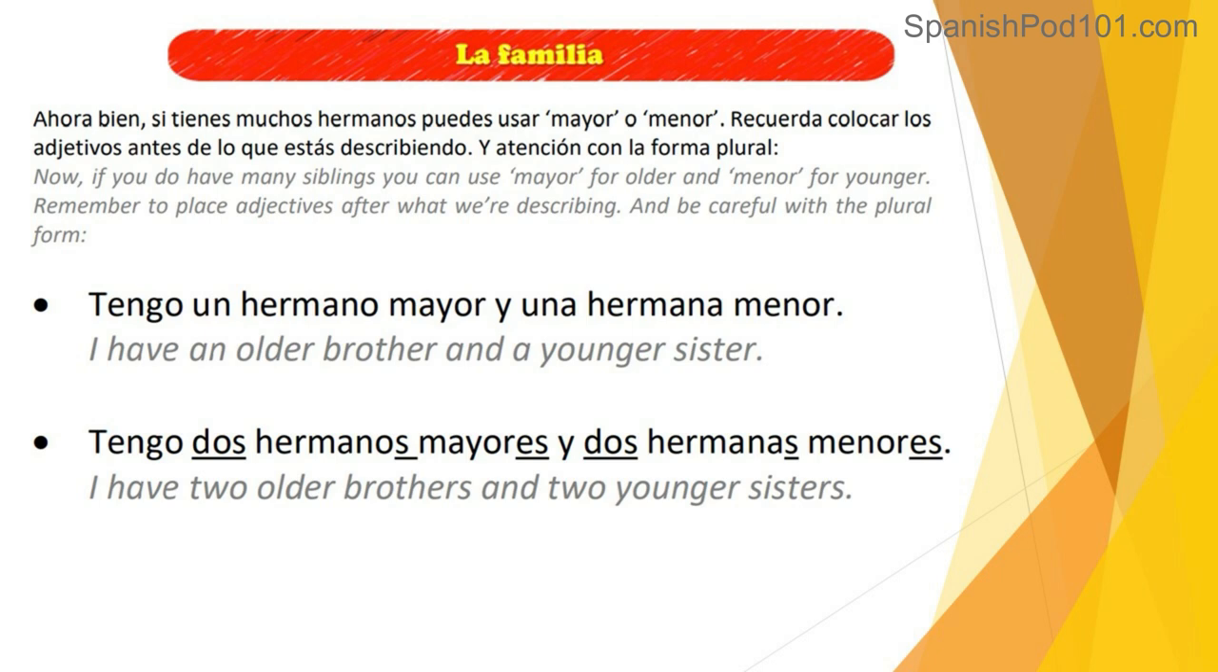So as you can see here, we're saying dos hermanos in the plural. I have two brothers, older brothers. So we have to say mayores, and then I have two younger sisters, hermanas menores.